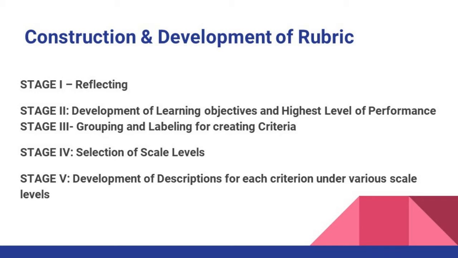Namely, first stage, reflecting; second stage, development of learning objectives and highest level of performance; third stage, grouping and labeling for creating criteria; fourth stage, selection of skill levels; fifth stage, development of descriptions for each criterion under various scale levels.